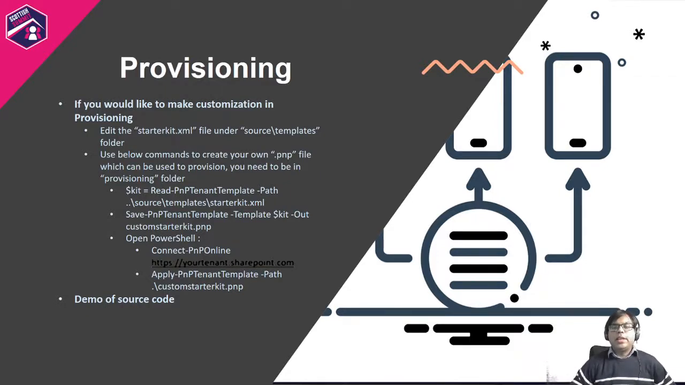So you can imagine what we are trying to do here: we edit the starterkit.xml depending on our needs, we create a PnP file by running the command, and then we apply this to the tenant, and this will create different sites, pages, or whatever you wanted from your provisioning mechanism.